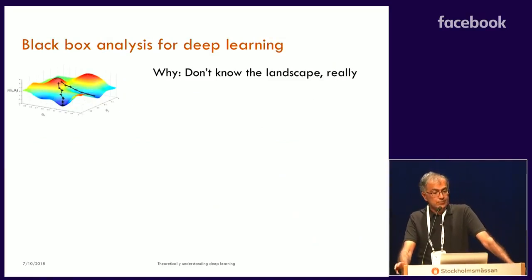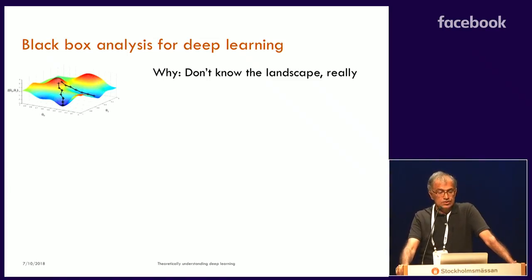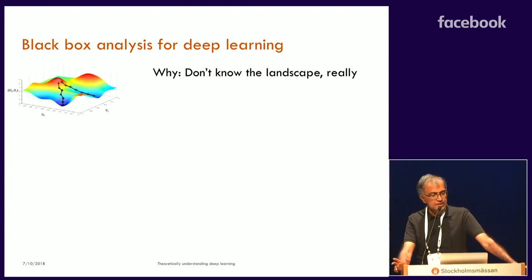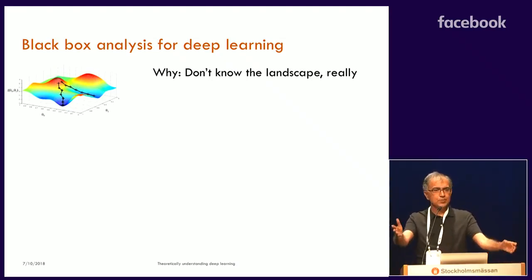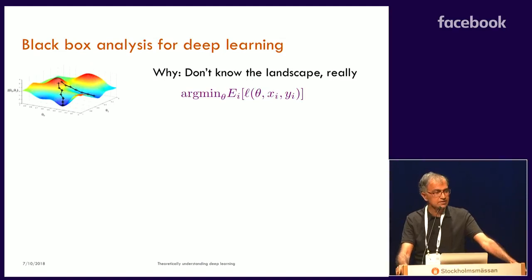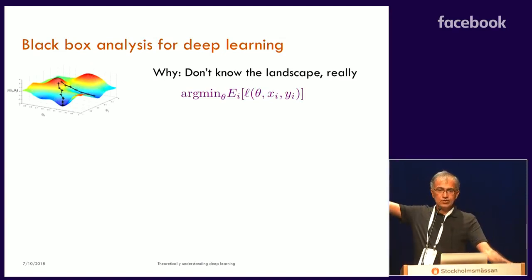So going back to black box versus non-black box. So why black box analysis for deep learning? And the answer is that we don't really know the landscape. Now you might say, wait, don't know the landscape? You just put up the loss function in front of us, right? This one. There's nothing unknown there.